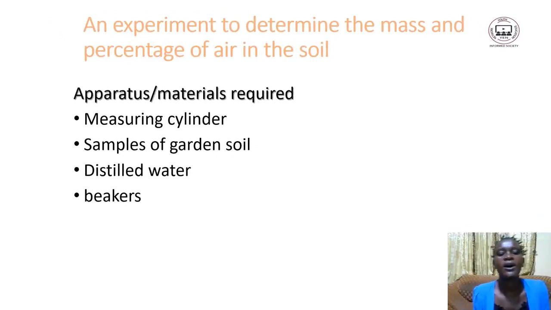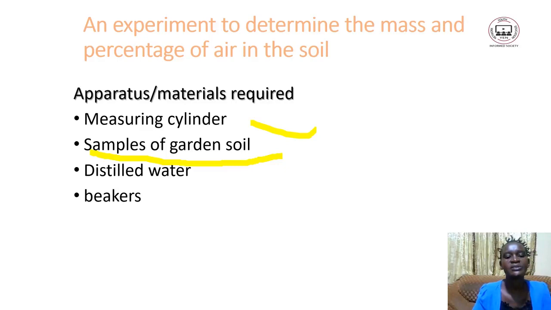We can also do an experiment to determine the mass, the volume as well as the percentage of air in the soil. So we also need some apparatus here. For example, we need a measuring cylinder. We also need the soil sample. We need distilled water as well as the beakers.